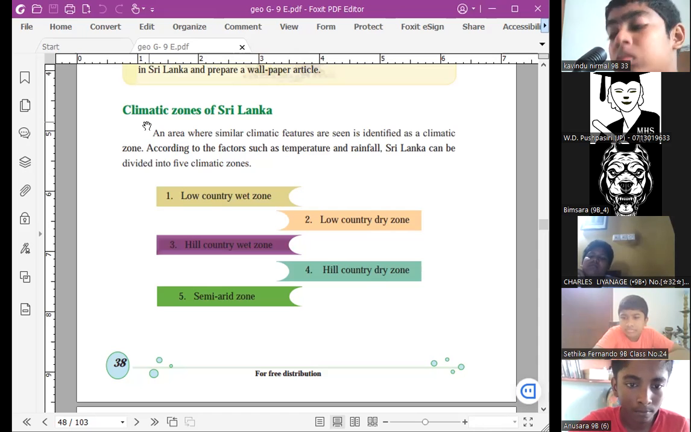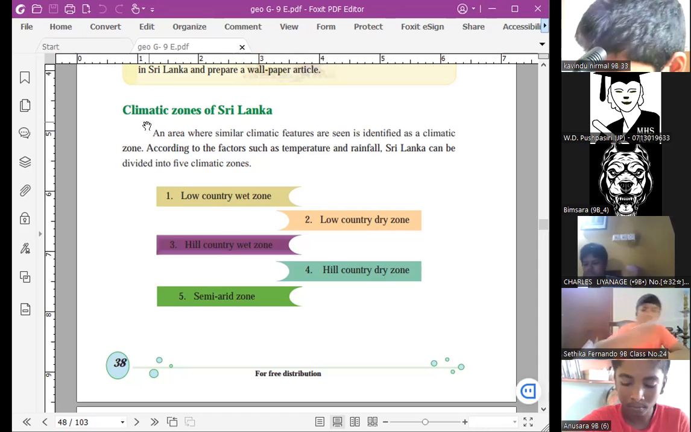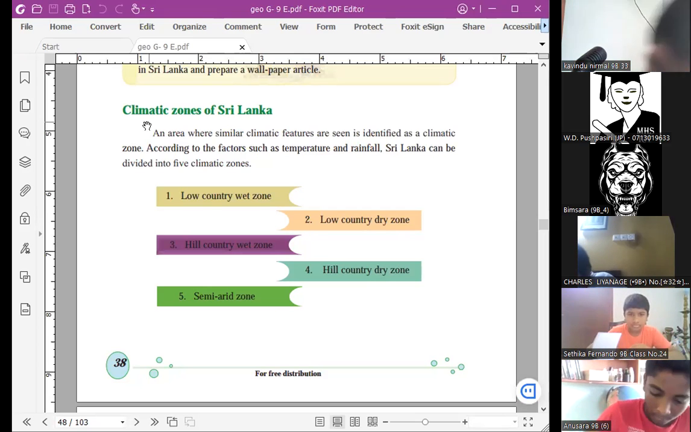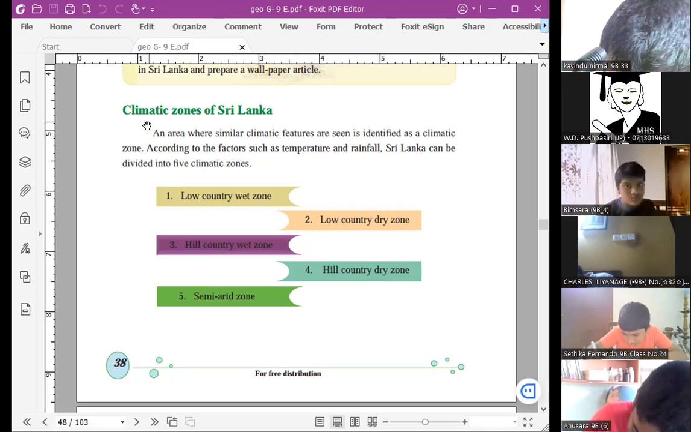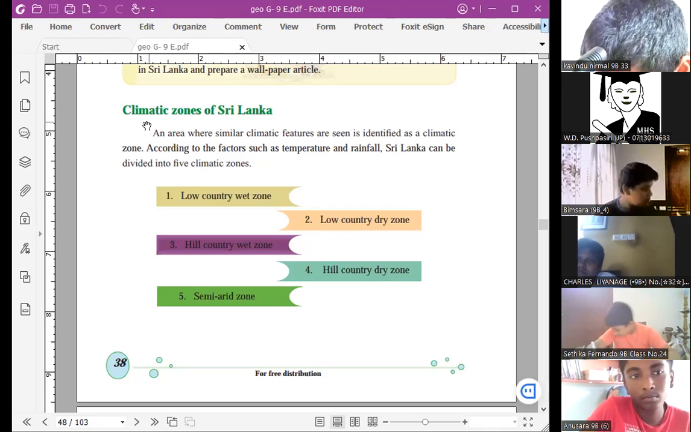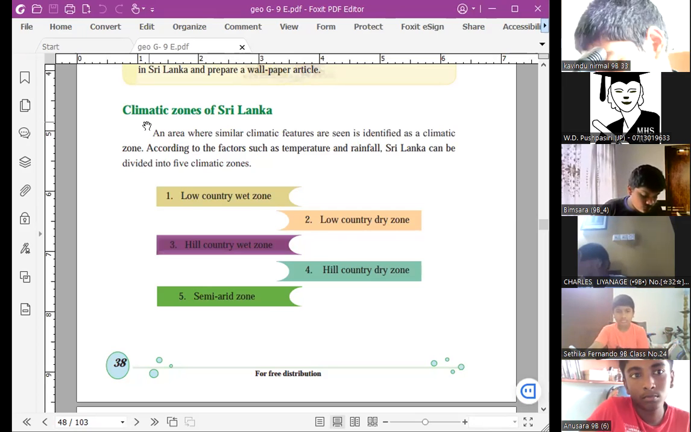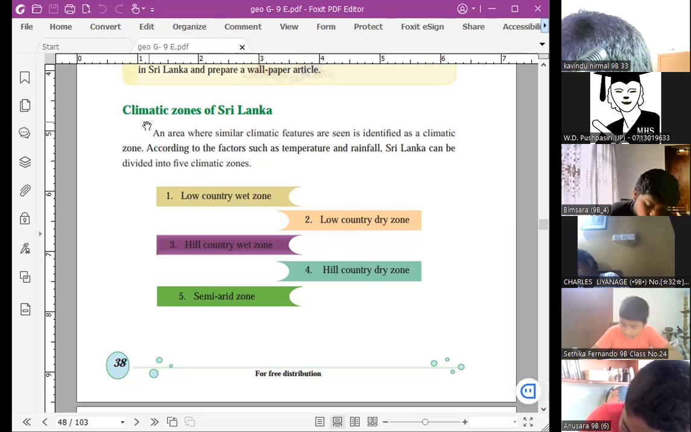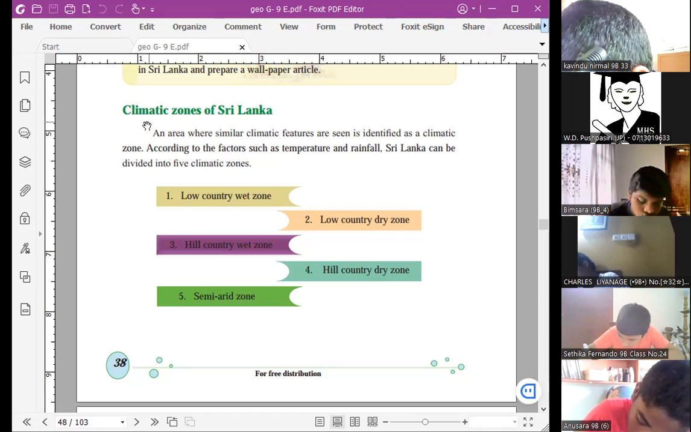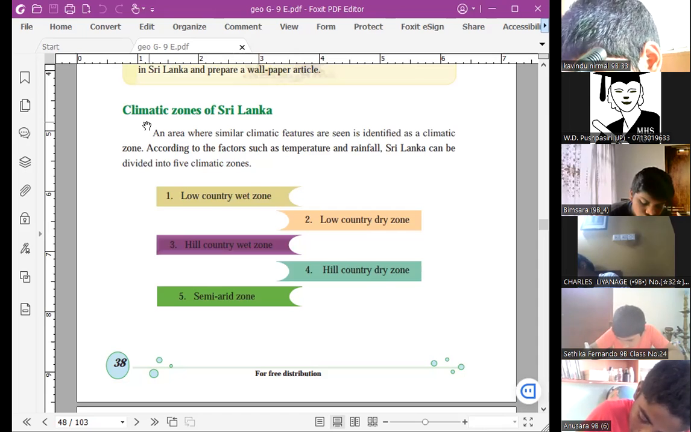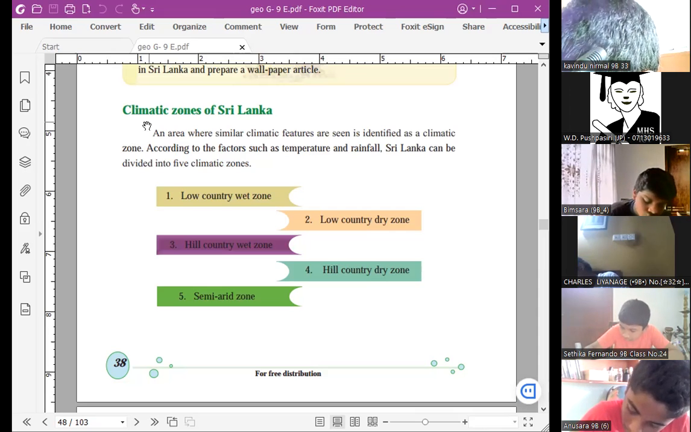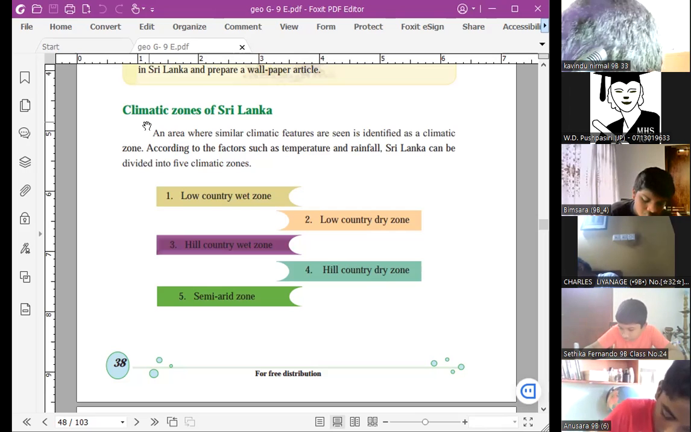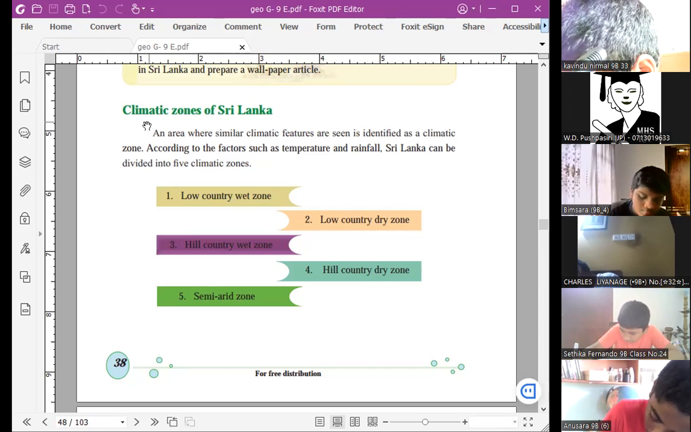So shall we write down a small description on that? Since we have a good temperature and rainfalls, the following zones can be identified.